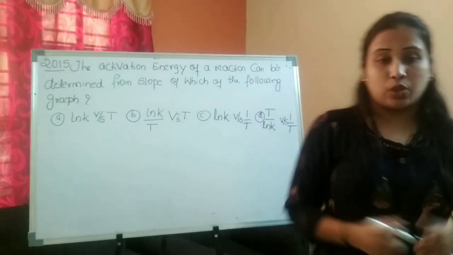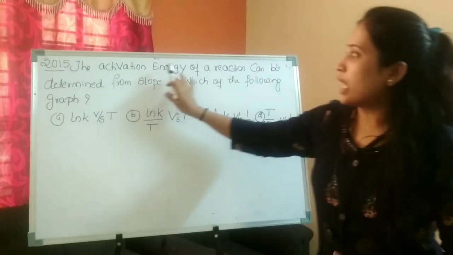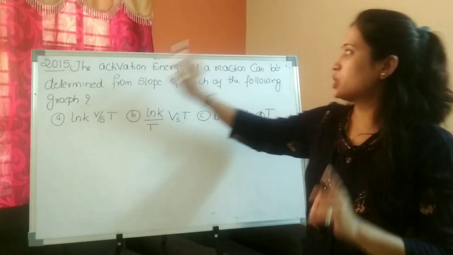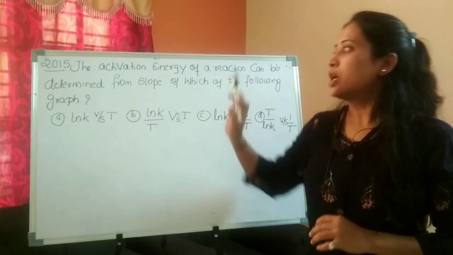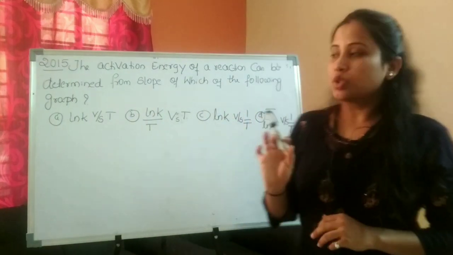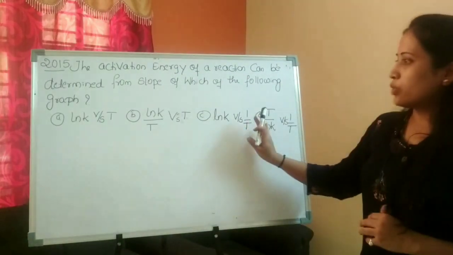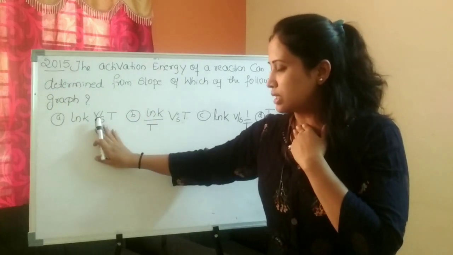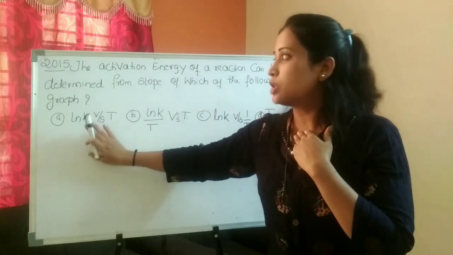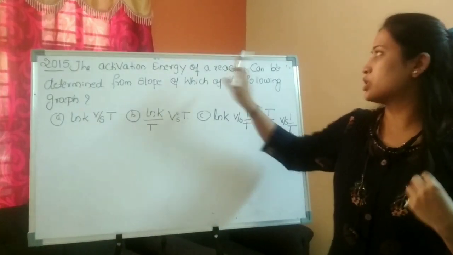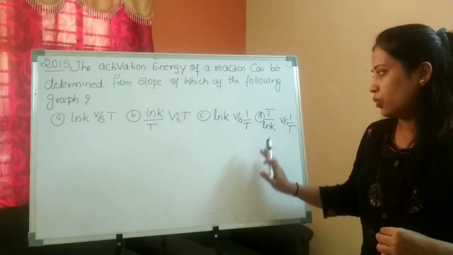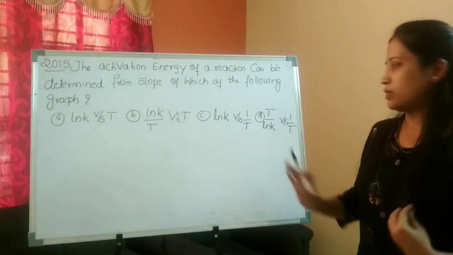2015. The question is like this: the activation energy of a reaction can be determined from the slope of which of the following graphs? The graphs they have given are ln K versus T, where T is temperature; is it possible to find the slope for the activation energy of a reaction from this? Or ln K by T versus T, or ln K versus 1 by T, or T by ln K versus 1 by T.